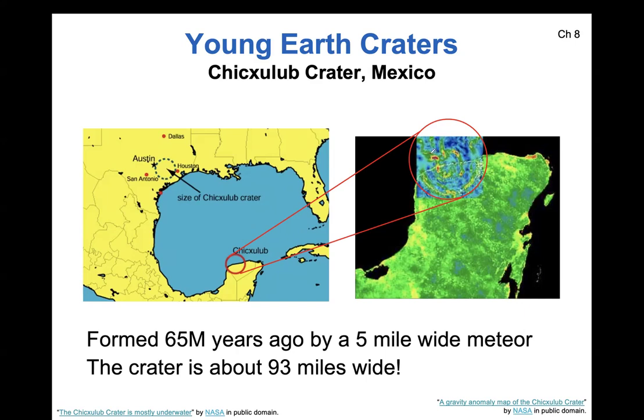And so we're really just looking at this sort of subtle signal, with half of it above land on the coast of the Yucatan, and the other half underneath the sea in the Gulf of Mexico. But it's about a 5 mile wide meteor that caused the crater, and the crater is 93 miles wide. And so this is one of those extremely rare events that, as far as we know, have only happened a few times throughout Earth's history.